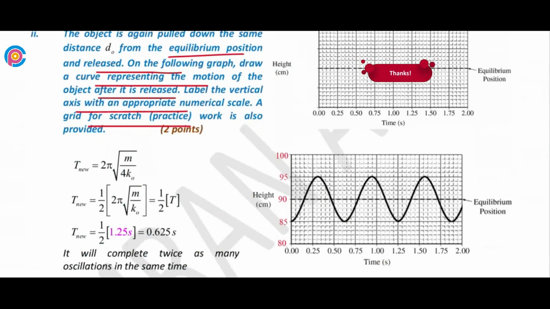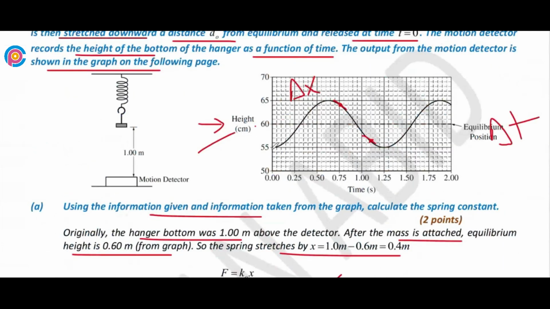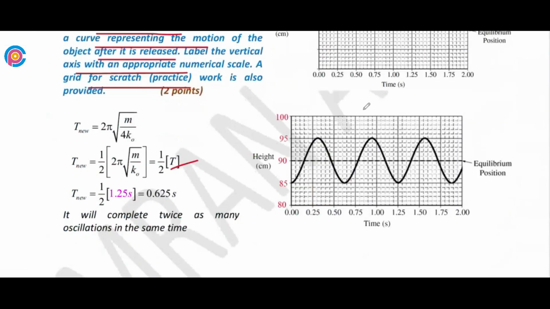Now we have to realize that there is a new scale. The time period is equal to 2 pi square root of m over 4k naught. If we separate 2 pi square root of m over k naught, this is the older time period. In the previous case, as we see on the previous graph, one oscillation is completed in 1.25 seconds. So we get this information from the old graph. Now from this, we place the value. The new time period is 0.625.